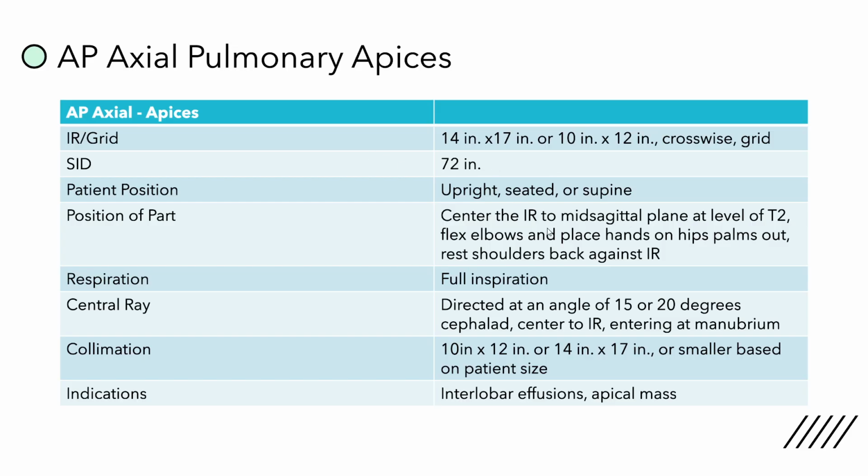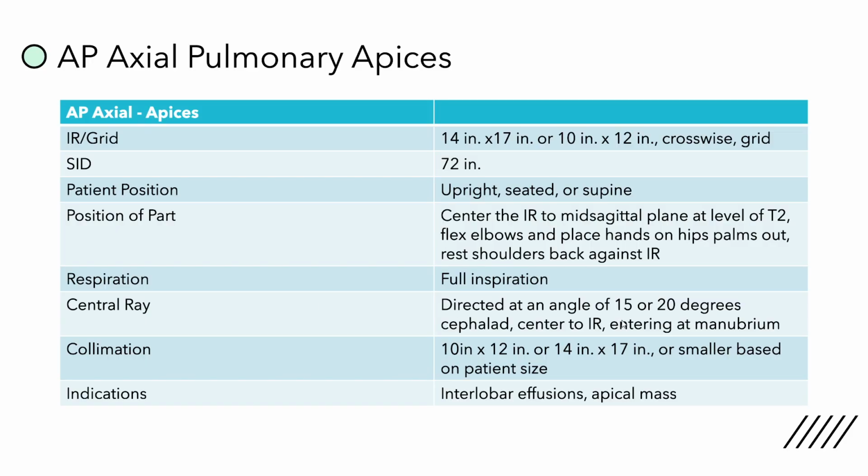Again, we want them to be more upright. We're going to center the imaging receptor to the mid-sagittal plane, the level of T2. We're going to have them flex their elbows and place their hands on their hips, palms out, rest their shoulders on the back against the IR. Nice full deep breath in and hold again.